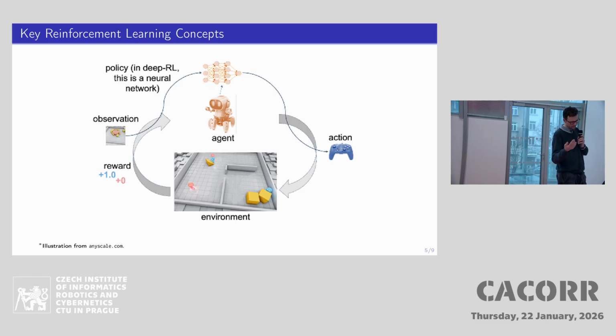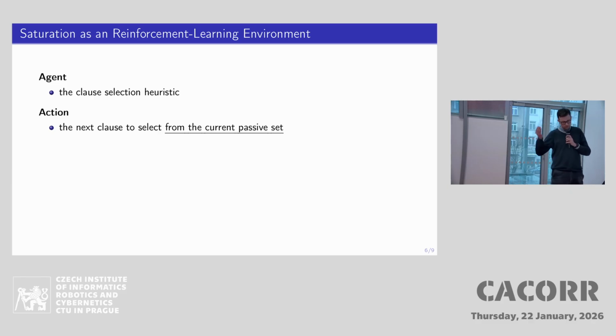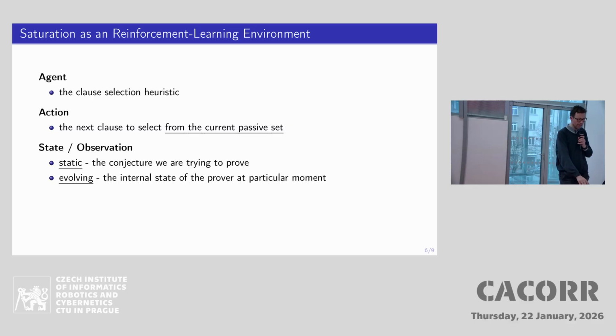Okay, we have basically discussed that. This is the basic reinforcement learning concept. Now, how to apply these concepts to what we are doing in saturation-based theorem proving. We will say the agent is the clause selection heuristic, the thing that we target for optimization. Then there is this ever-changing set of passive clauses that we are looking at and trying to pick the next most interesting one. So this is the action space for the agent.